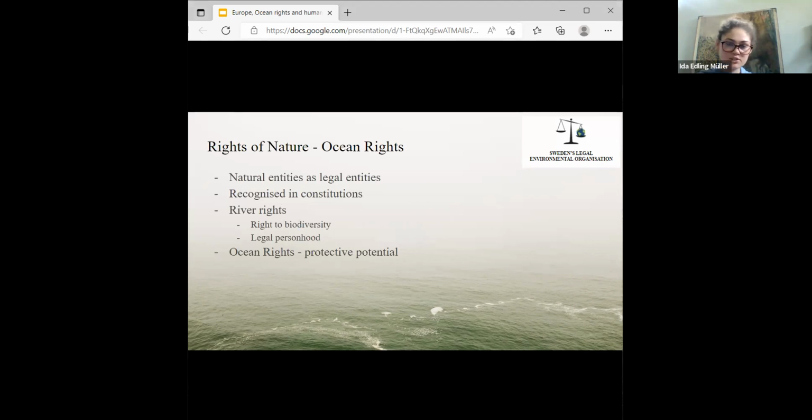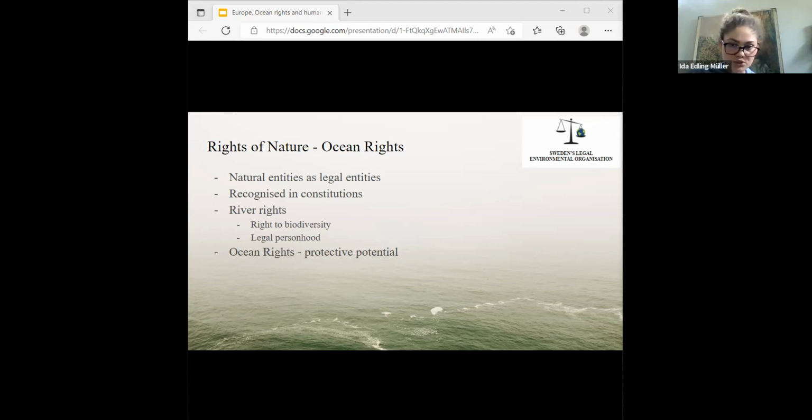First of all, let's talk about rights of nature frameworks as a potential method to ensure marine conservation. Rights of nature can be described as the notion that natural entities, such as ecosystems, plants, animals or rivers, can be seen as legal entities with legal rights. In Canada and in Bangladesh, for example, among other states, there are rivers that have been granted the right to a healthy biodiversity and legal personhood. This means that the rivers can, through a guardian, go to court and sue those who pollute, overexploit, or otherwise harm them.